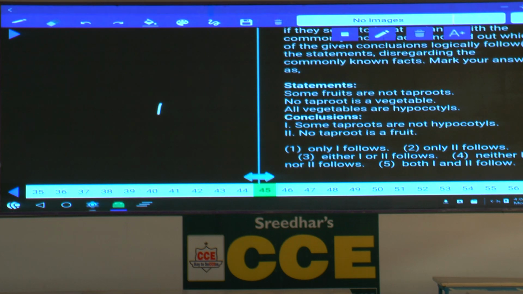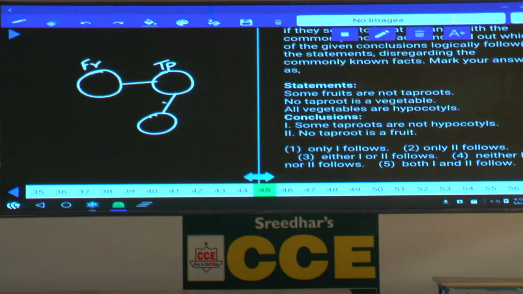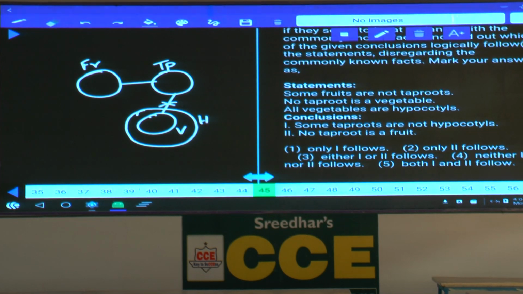Then question number 45. Now in this 45, some fruits are not taproots. These are fruits, and these are taproots, some not. Now some not we are representing just with a line. No taproot is a vegetable means taproot and vegetable cannot be intersected, and all vegetables are what? All these vegetables are hypocotyls, and this is hypocotyls.